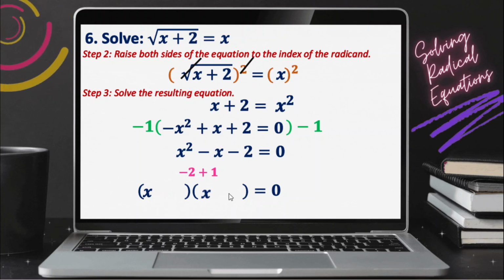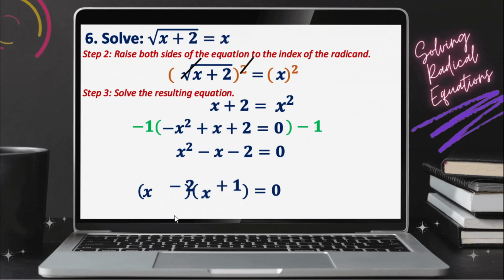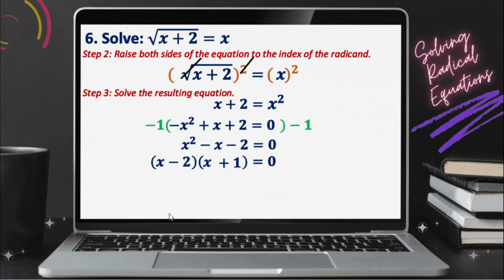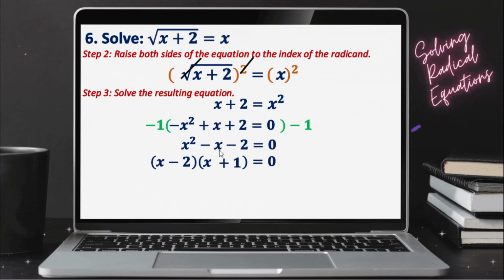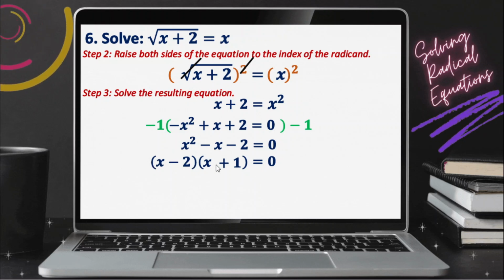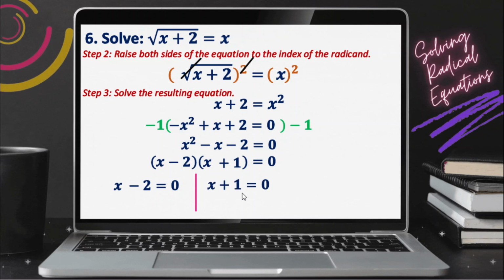So, therefore, the numbers that complete our factors are negative 2 and 1. So, the factors of x squared minus x minus 2 is equal to 0 are quantity x minus 2 times quantity x plus 1 is equal to 0. Then, using the zero product property, we just separate them. So, we have first, x minus 2 is equal to 0 and x plus 1 is equal to 0.